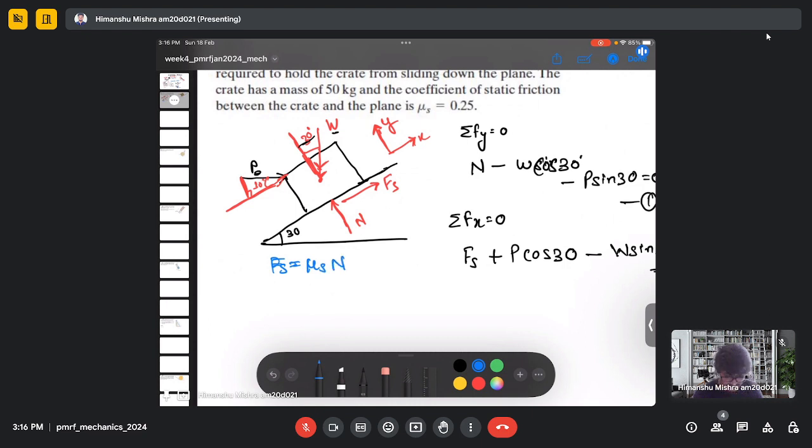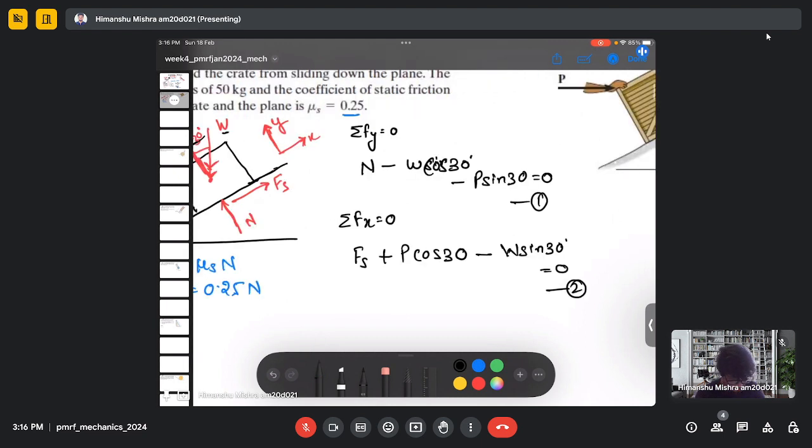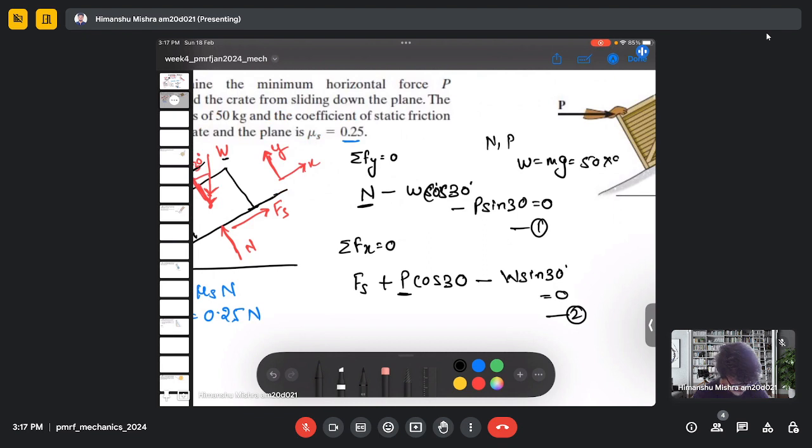So this friction force can be written as mu s multiplied by normal reaction, and we have given mu as 0.25. So the friction force can be written as 0.25 multiplied by N. So now we need to solve these two equations in order to determine N as well as P. N and P are the unknown variables, and we have two equations to solve. And W is mg, which is 50 multiplied by 9.81.